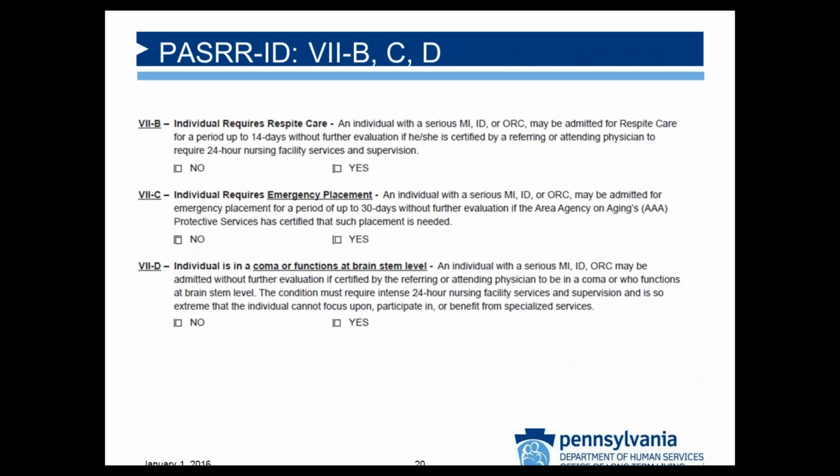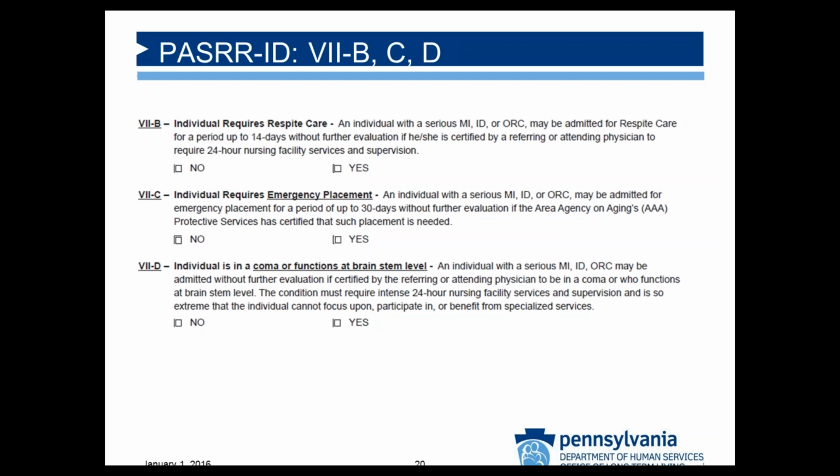An individual comes in and requires respite care of less than 14 days. You don't need to do a PASRR 2. Individual requires emergency placement. These are your cases that come through protective services. Or an individual's in a coma or functions at a brainstem level. You don't need to have a level 2 done.